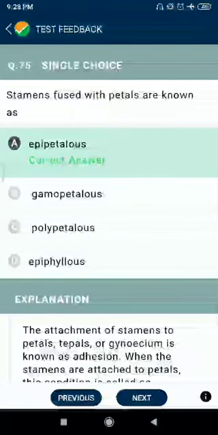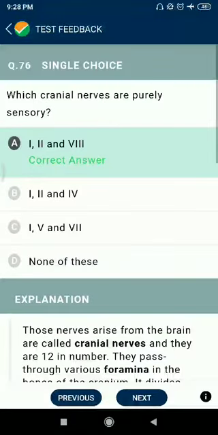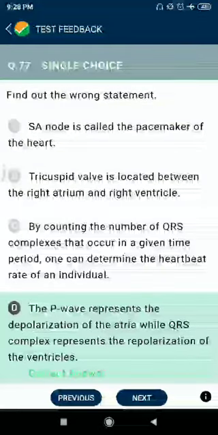Question 75. Stamens fused with petals are known as epipetalous. Question 76. Which cranial nerves are purely sensory? First, second, and eighth. Question 77. Find out the wrong statement.